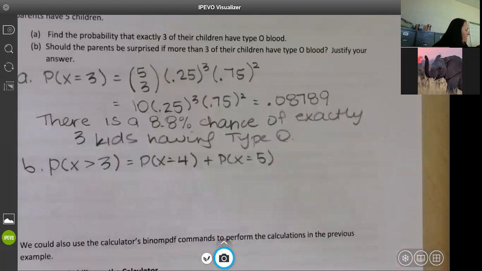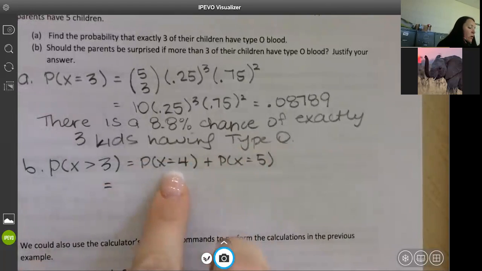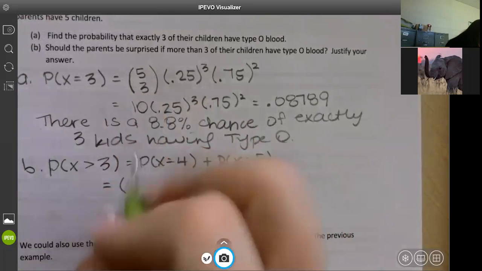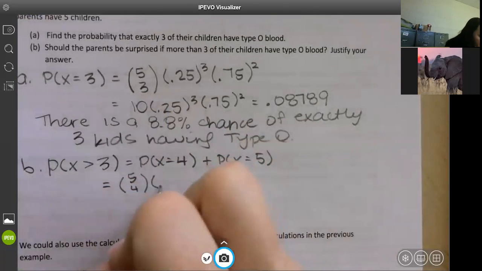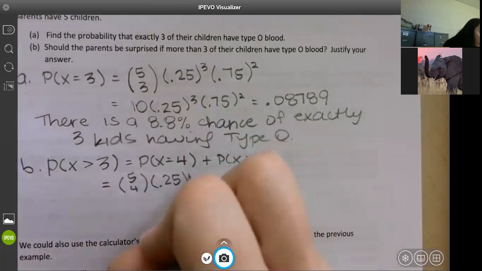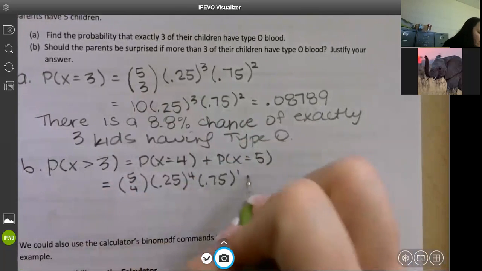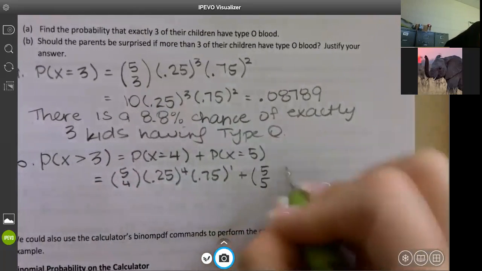We're going to set up the equation, but then I'm going to go ahead and write the probability for you. So how would I do x equals 4? We did x equals 3 up here. How would I do x equals 4? 5, choose what? 4. What's going to come next? Probability of success is 0.25. We want 4 successes. That means we'll have how many failures? 1. For the next one, we're going to do 5, choose 5.